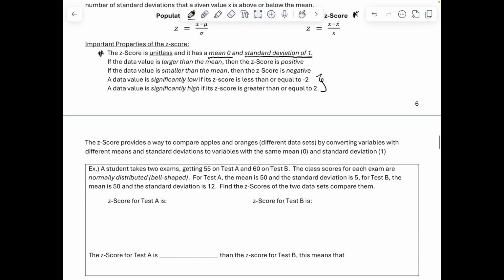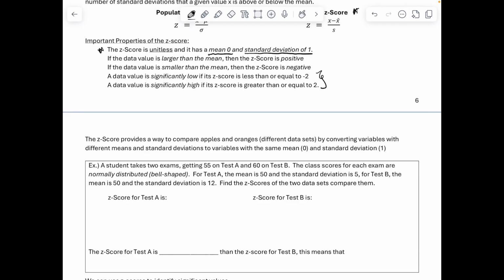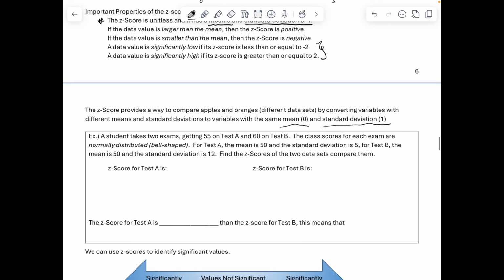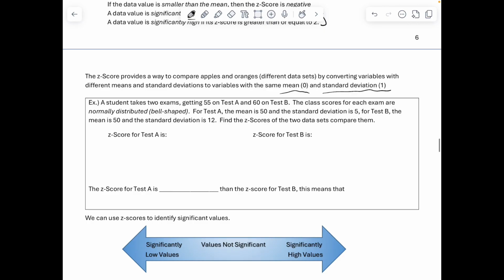Right below this, it says the z-score provides a way to compare apples and oranges, different data sets, by converting values to the same mean and the same standard deviation when they actually have different means and different standard deviations. Remember, the mean is going to be equal to 0, and our standard deviation is going to be equal to 1. So there's an example right below.